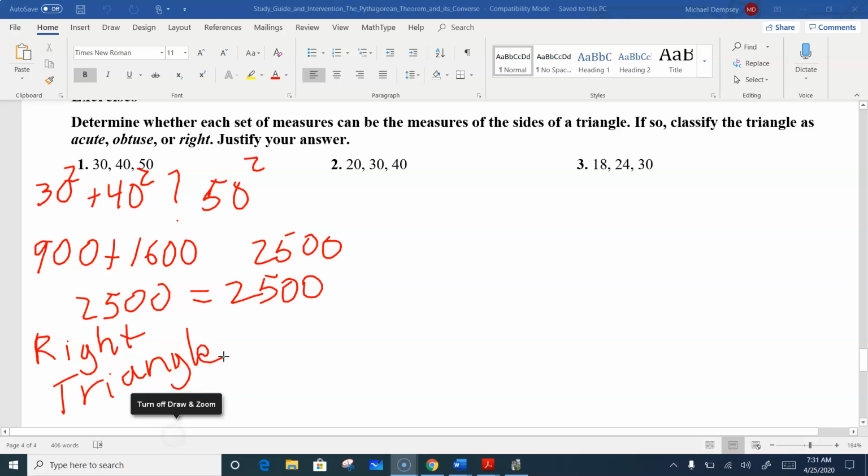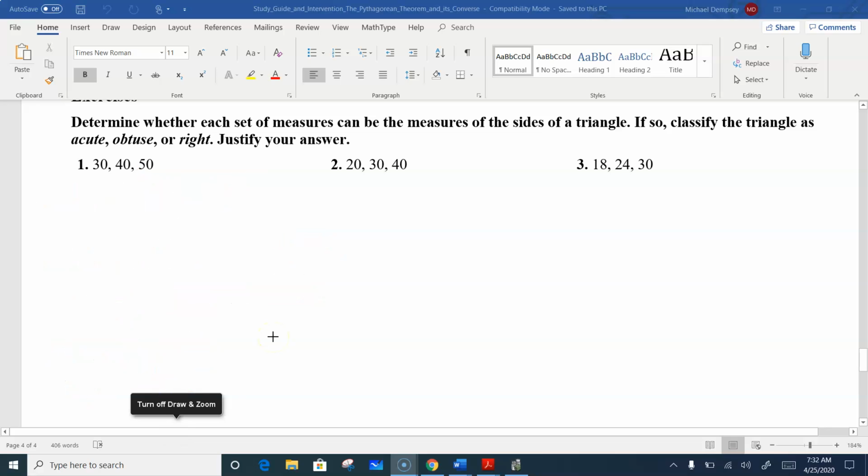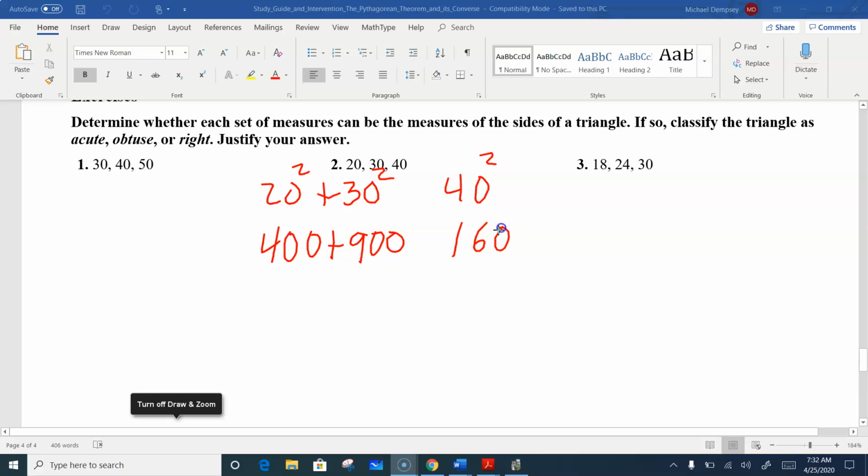Okay. Let's try the same thing with the next one. I have 20. I want to square that. So I take 20 squared. We just did 30 squared. We know that that's 900. And we also just did 40 squared. We know that that's 1600. So I want to put an inequality symbol here. So I have 400 plus 900. And then over here I have 1600.